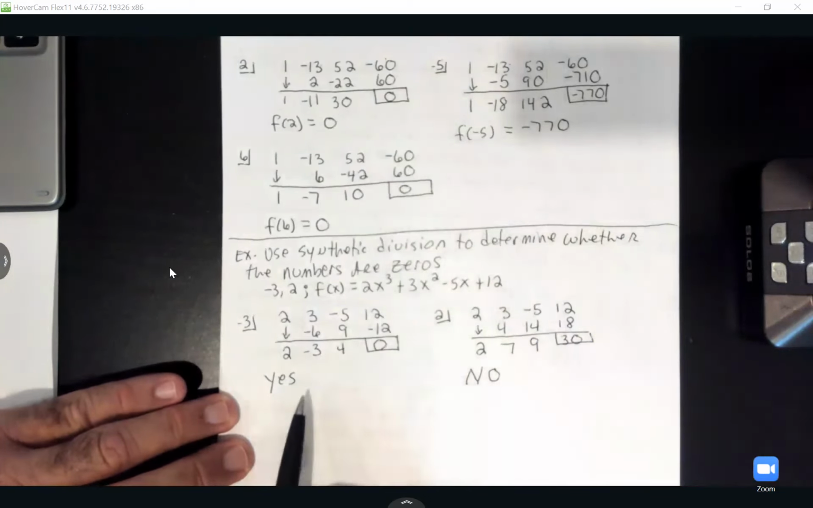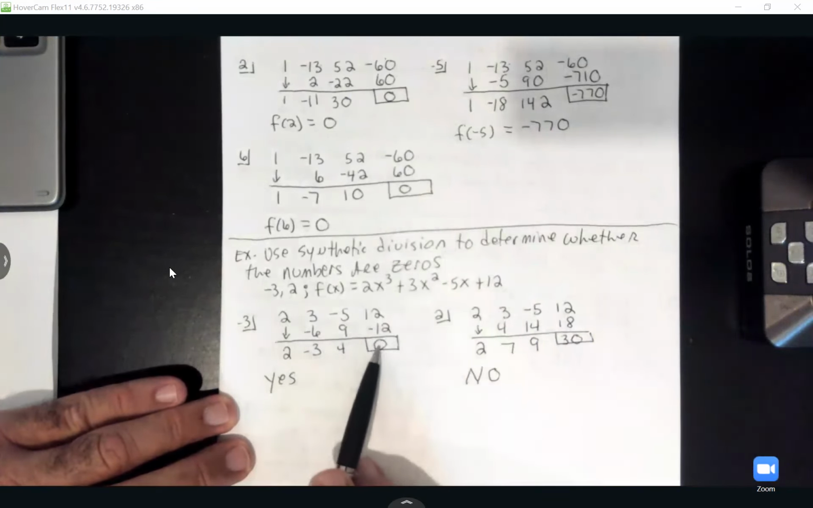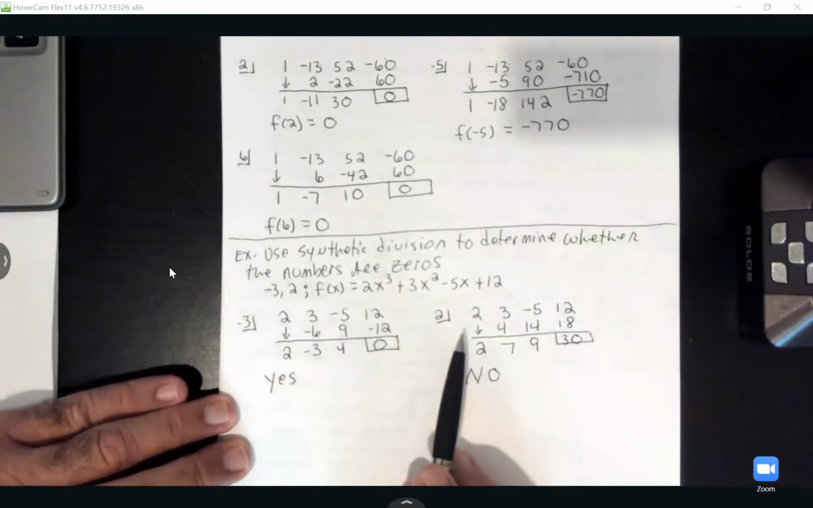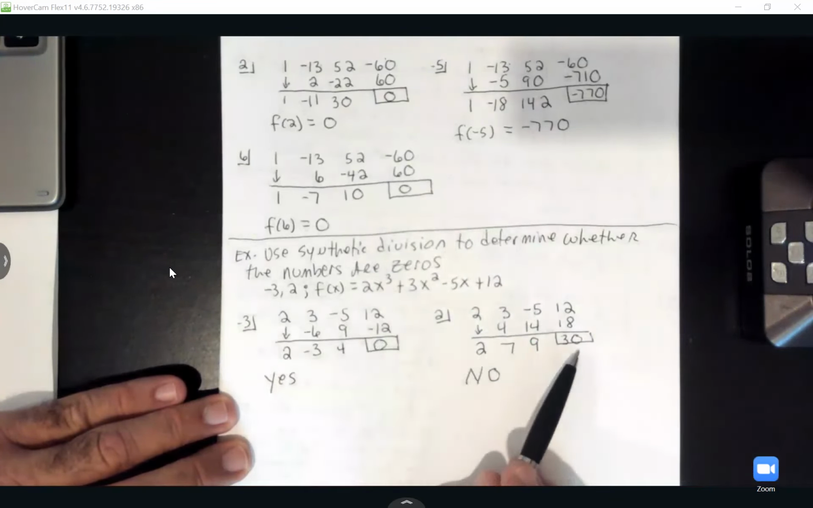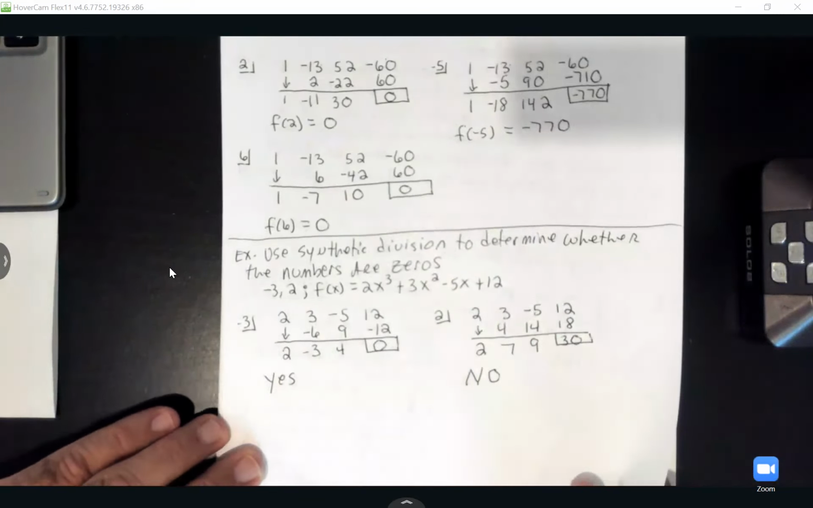So you just got to find the answer that says -3 is yes. And then you have to put its remainder of 0 for the reason. And then you'll have to say 2 is no because it had a remainder of 30. Okay. All righty, y'all. So moving on.